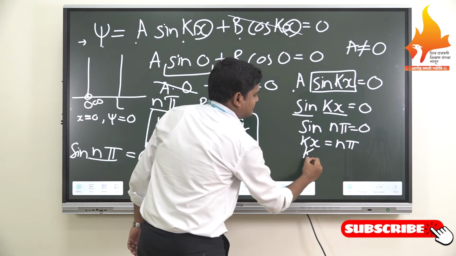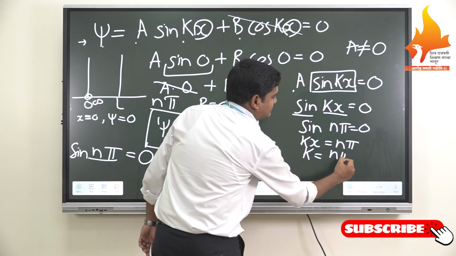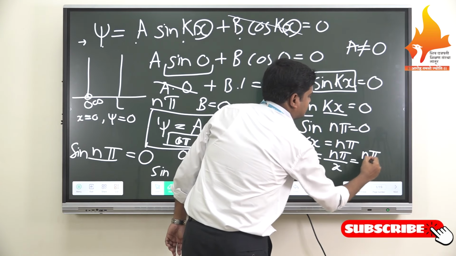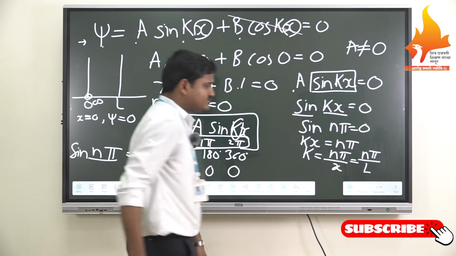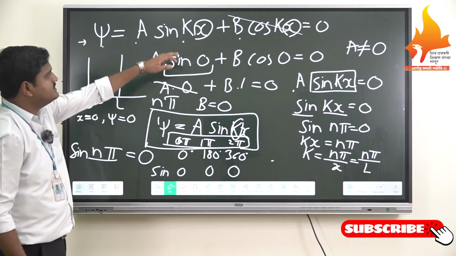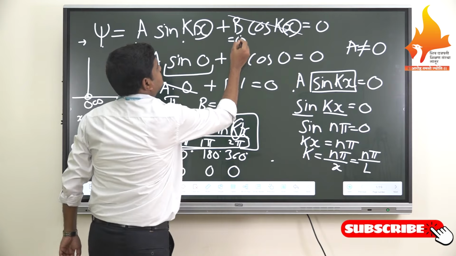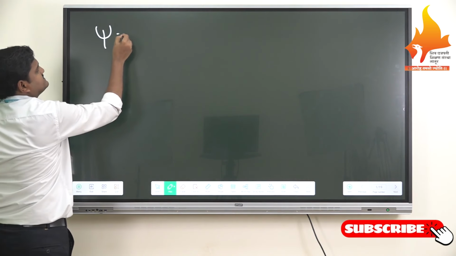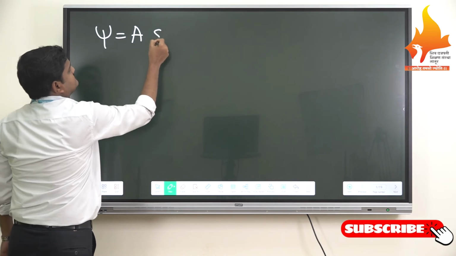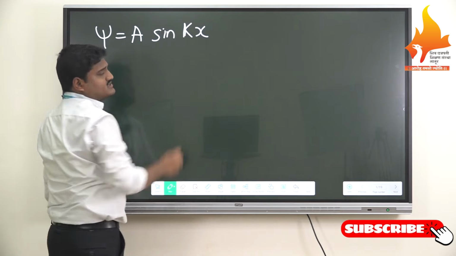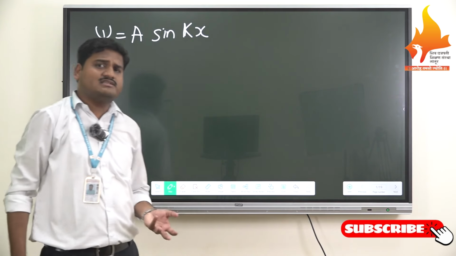Then we can calculate the value of k as n pi divided by x, or n pi divided by L. So we found the value of k, and we found the value of b, that is 0. Now we only have to find the value of a. So the wave function psi is equal to a into sine of kx. This is the solution of the Schrodinger wave equation for the particle in the 1D box.